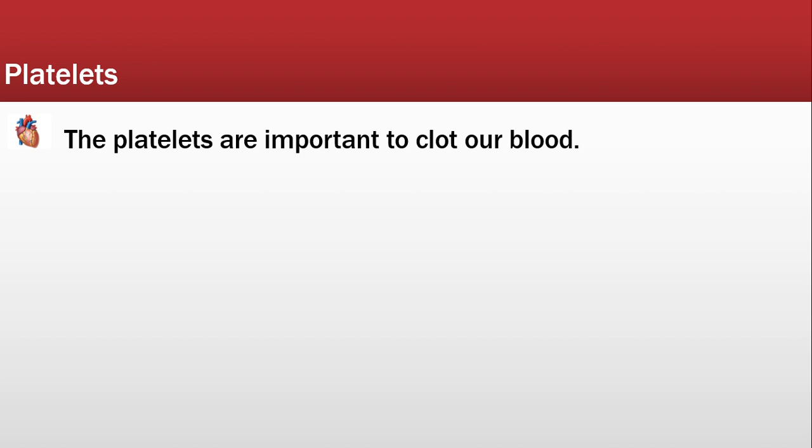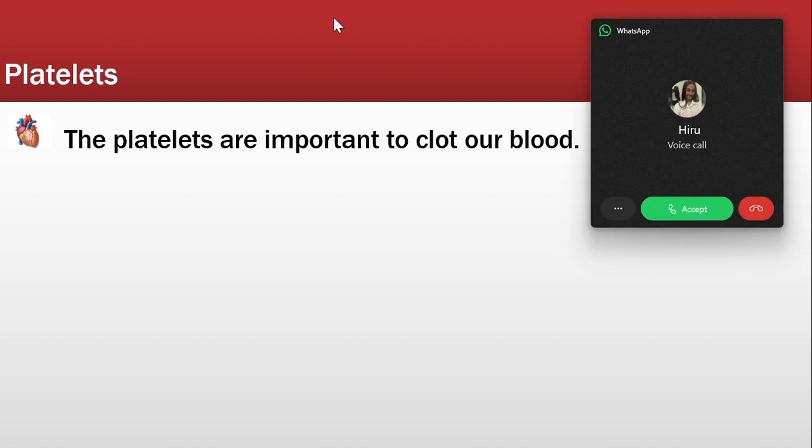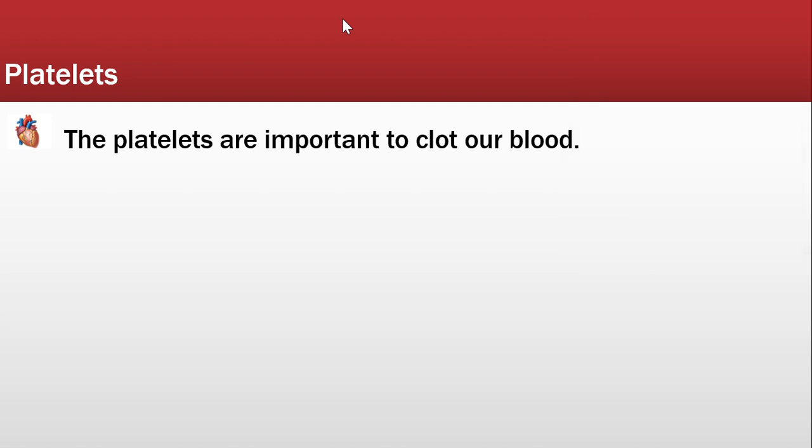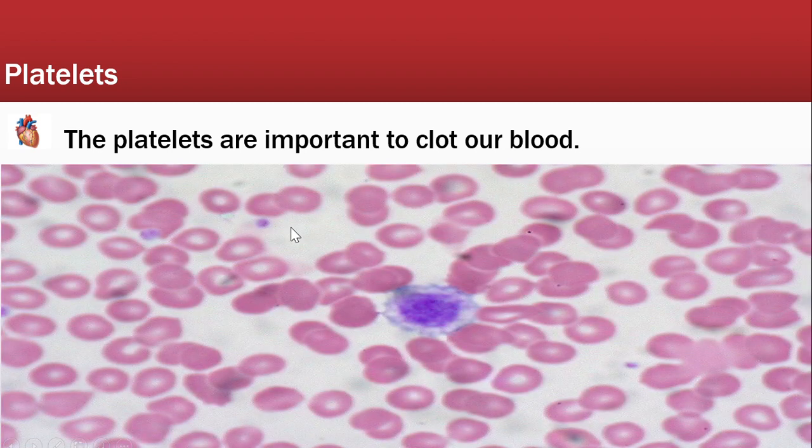So when we are injured, if we are losing excessive blood, it means the platelets are damaged or there are not enough platelets in our body. If we have platelets, we are not getting excessive blood loss, and it is really good to have platelets in our body. In this picture you will be able to see some platelets. This picture is also taken under a microscope.